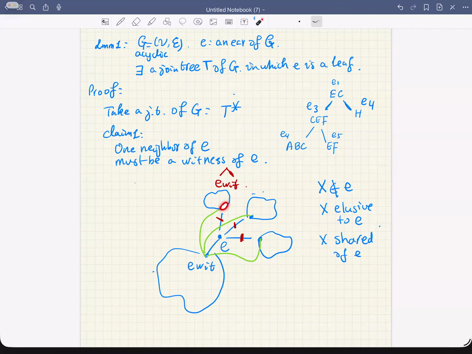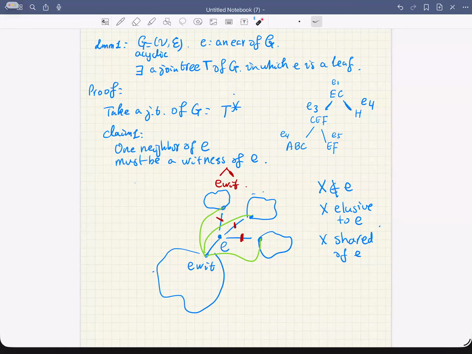If this X is not in this neighbor, then this part cannot be in the subgraph induced by X. Because I know that the subgraph before will have to include E, and also will have to include E width as well. So if you contain something here and here, then you have to go through the neighbor. So this is impossible, correct?